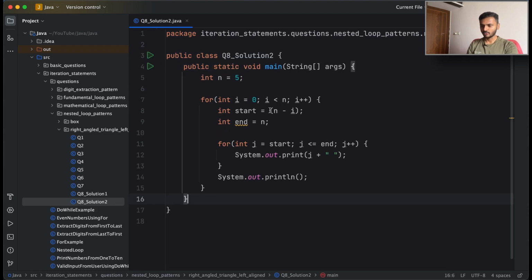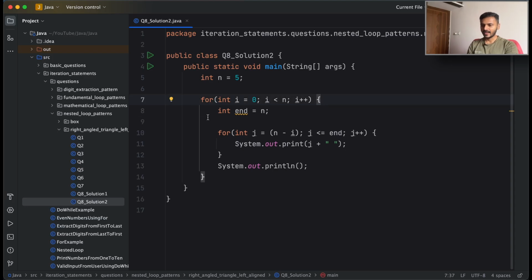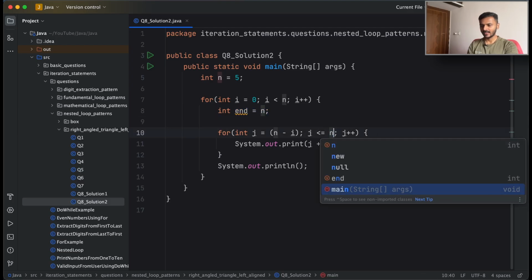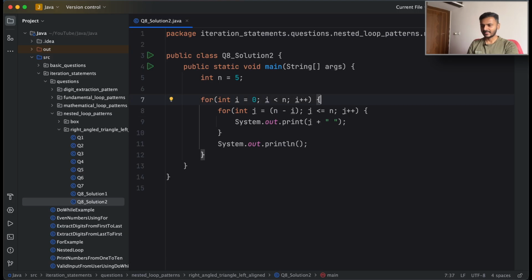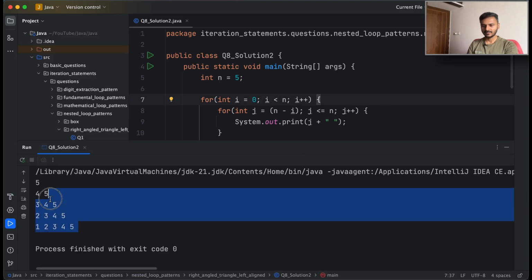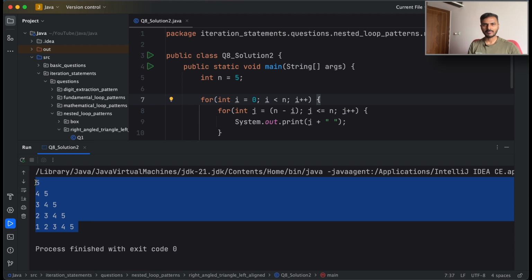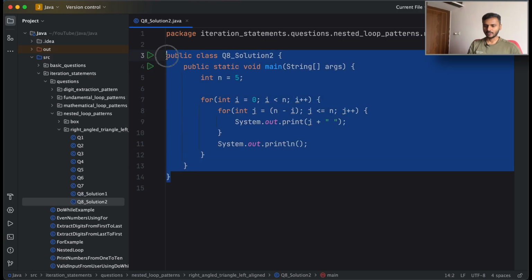Now what we're going to do is copy the value of start and just replace the usage of the start variable with n minus i. And since this was the only usage of the start variable, we can get rid of this variable altogether, right? And end is always going to be equal to n. So we can say j less than or equal to n, right? So if I make these changes and then run the code, we should get the same output. And that is what is happening. We are getting the exact same output, so this code is also working absolutely fine.